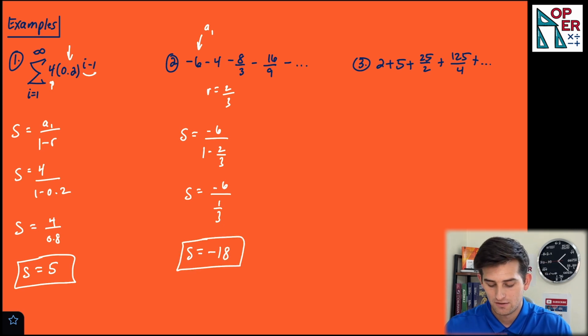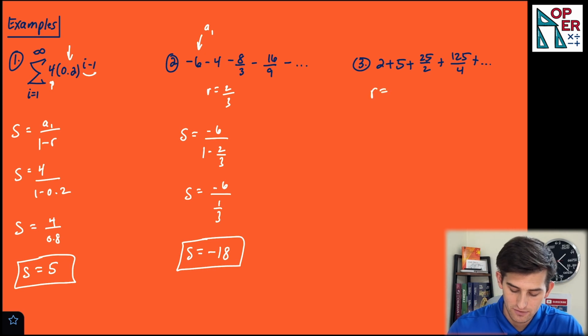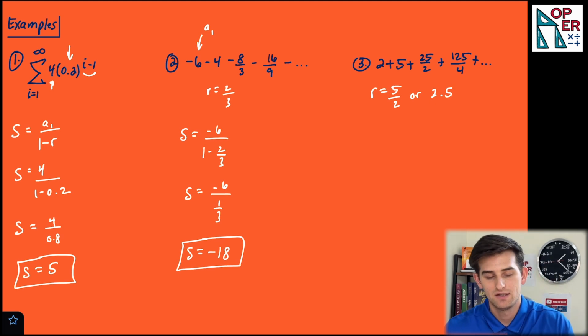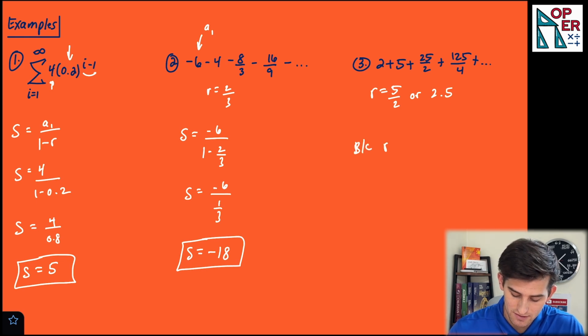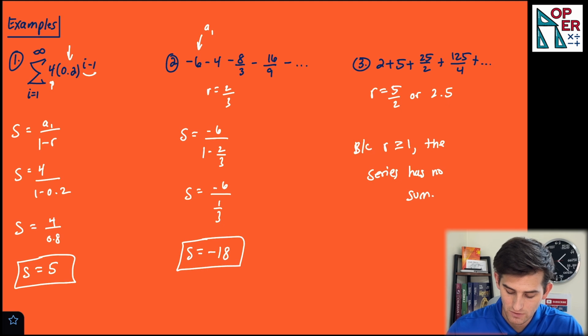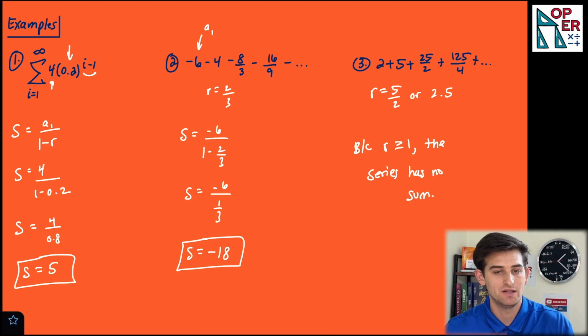Okay. All right, and the last one, number 3, we have 2 plus 5 plus 25/2 plus 125/4. So if we look, how are we increasing our values here? What are we multiplying by? Well, to go from 5 to 25/2, we're multiplying by 5/2, right? So our common ratio is 5/2, or we could say that is 2.5. So we look at that r value. Is that greater than 1? Yes, it is, right? So we would say, because r is greater than or equal to 1, the series has no sum. Okay? And that is how you can find the sum of an infinite geometric series.